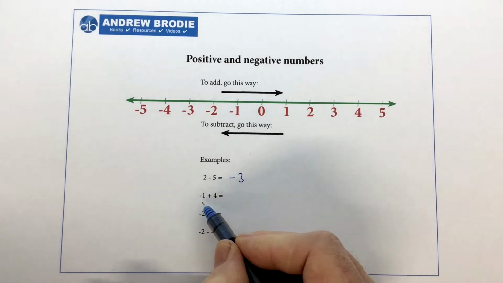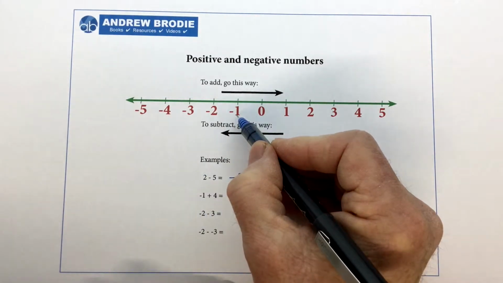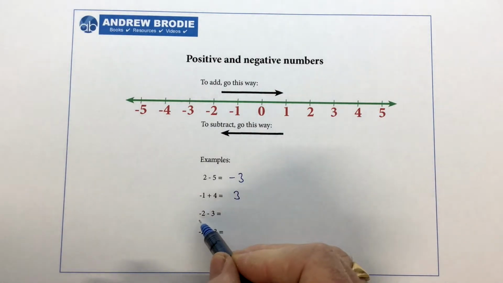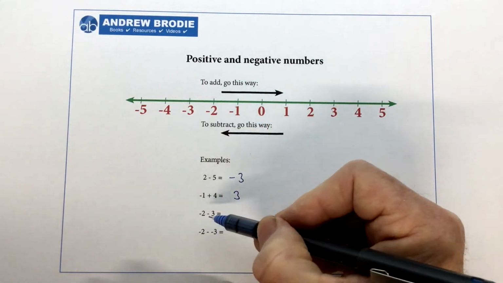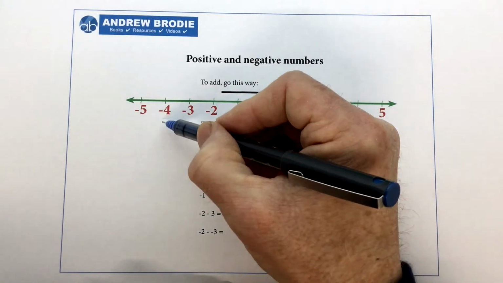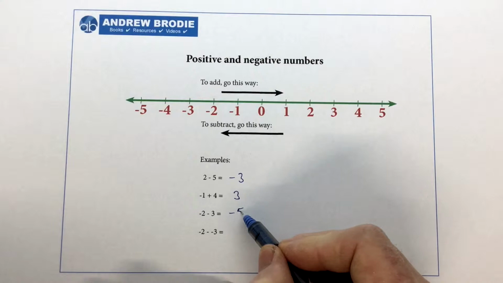We're starting on negative 1. That's where we're starting. Add 4. 1, 2, 3, 4, it's 3. We're starting on negative 2. Then we are subtracting 3. So it's 1, 2, 3, it's negative 5.